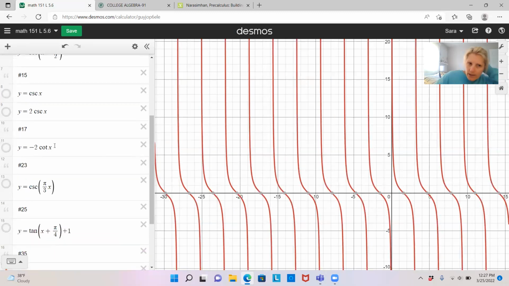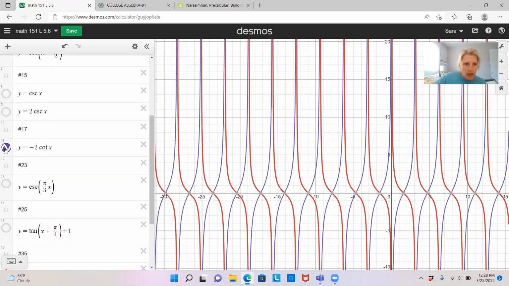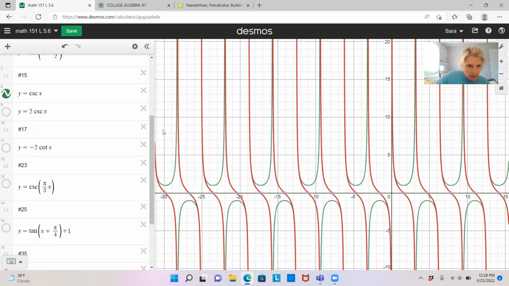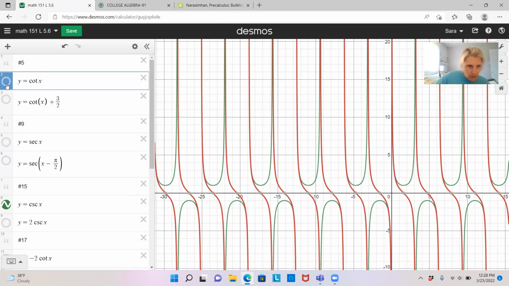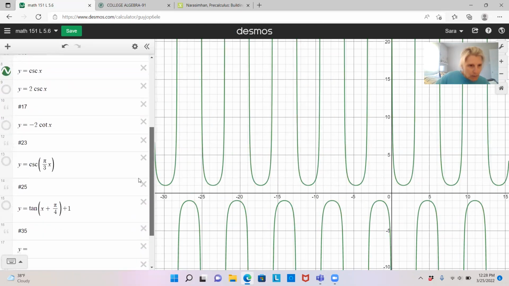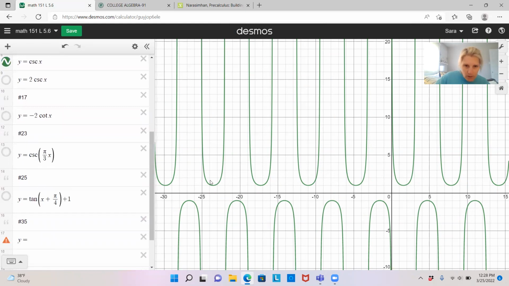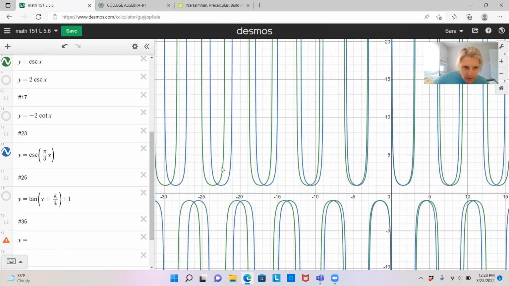And now number 17 is a vertical stretch, but notice it's going in the other direction, and that's because it's a negative cotangent. Okay. I'm going to turn on the cosecant again. I'm going to go up and turn off that cotangent. So turn on cosecant because number 23, so here's our regular cosecant, and cosecant in 23 is a horizontal stretch. And there's that horizontal stretch there.